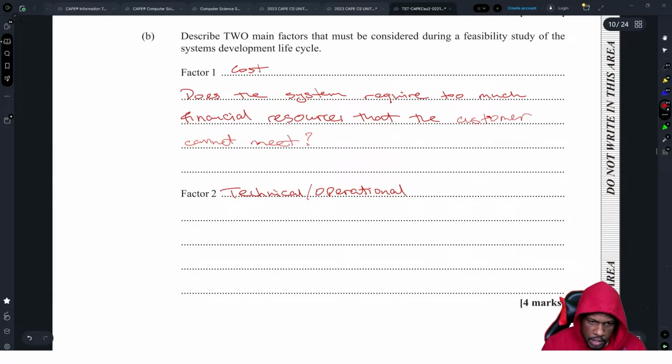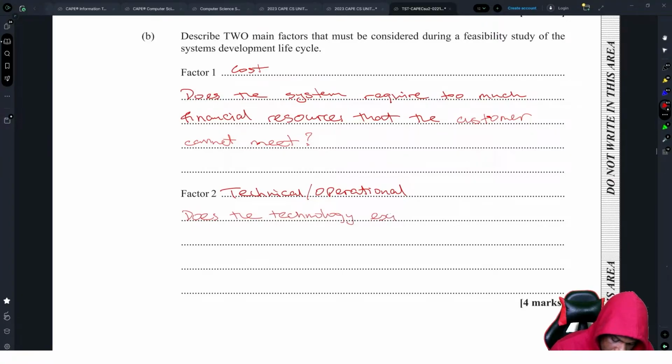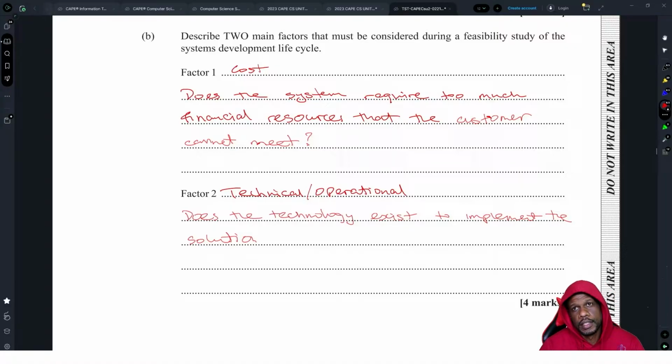Then we go with technical and operational. Technical and operational would be along the lines of: does the technology exist to implement the solution? Technical operation. All right, so what others could you have? You could have cost, you could have technical, you have time. Do you have enough time to do it? Is it legal? The legality of it.